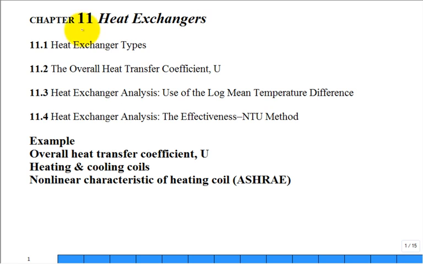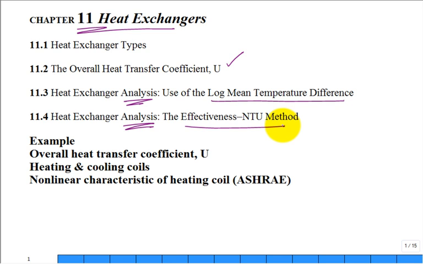So this is our third lecture in Chapter 11 on heat exchangers. We've covered almost all the material: the overall heat transfer coefficient, the analysis method using the log mean temperature difference, and the other technique using the effectiveness-NTU method. This is the preferred method. I really didn't do a lot on the log mean temperature difference.